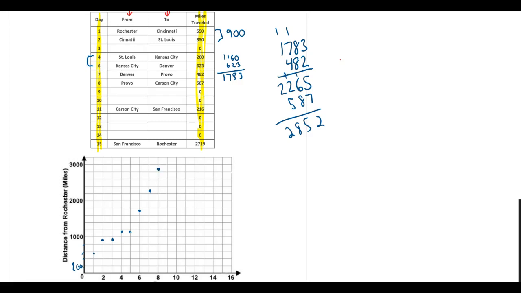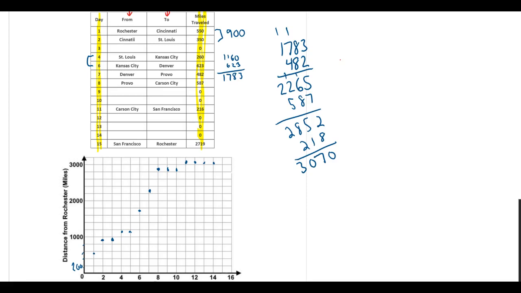Day 9, there are no miles driven, nor are there any miles driven on day 10, so my line is going to flatten right out. My rate of change is 0. But on the 11th day, another 218 miles get driven, which means a total of 3,070 miles, which is slightly more than 3,000. For days 12, 13, and 14, they maintain that same exact distance.